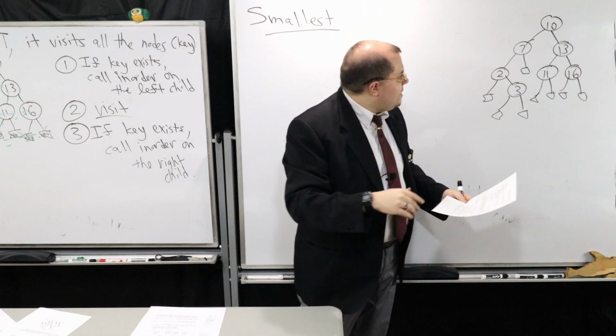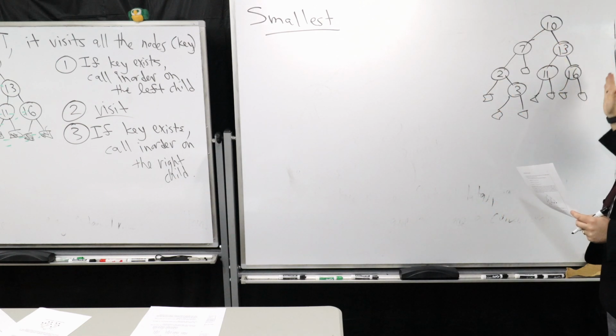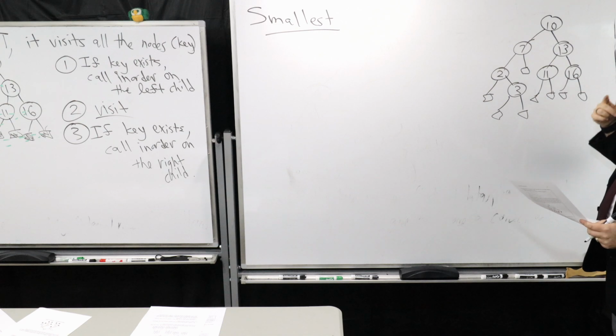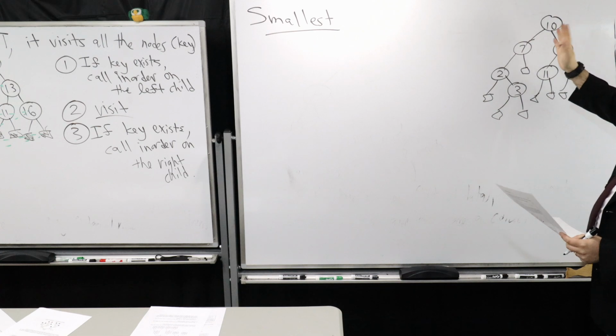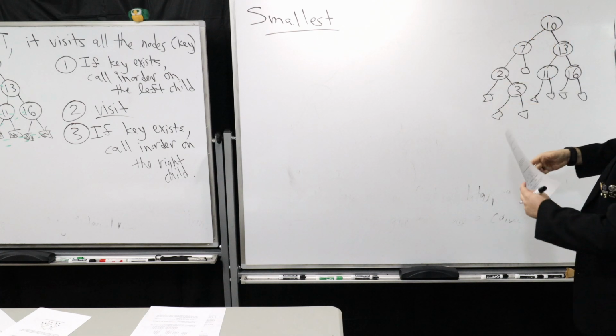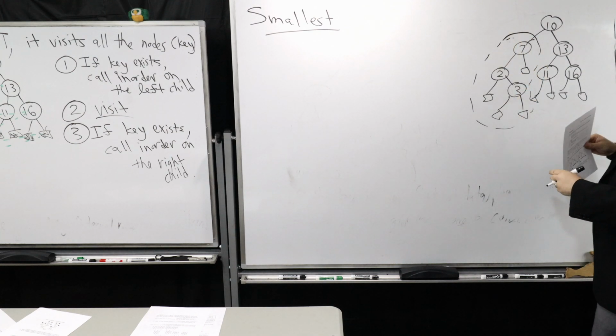So every one in this left subtree is less than 10. All of the ones in the right subtree are greater than 10. So let's think about this. All the keys that are less than 10 are in the left subtree. Okay, so let's look at this tree.